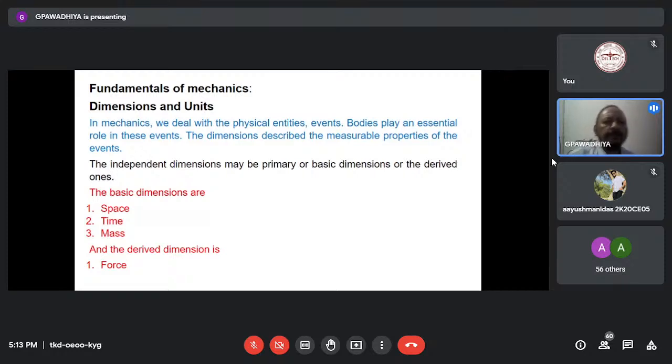So here you have studied units and dimensions. There are two types of dimensions: independent dimensions, which we call primary or basic, and derived dimensions. The primary or basic dimensions here are space, time, and mass, and derived dimensions are many. One of them is force. So here we have to study basically force: space, time, and mass, and then force.